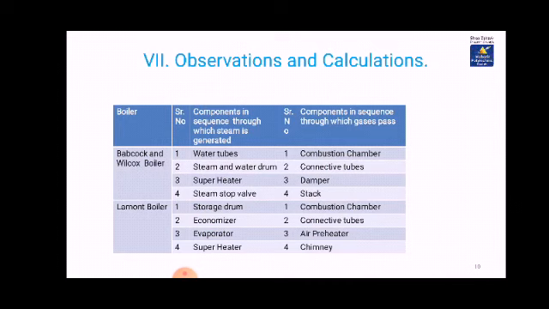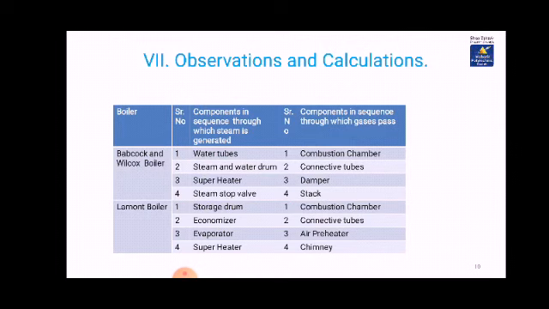Now the next boiler, that is Lamont boiler. First of all, steam is generated in the storage drum. Then flue gases are also generated in the combustion chamber. Then we circulate this water through the economizer. Then flue gases surround the convective tubes. After that, we provide this hot water to the evaporator.